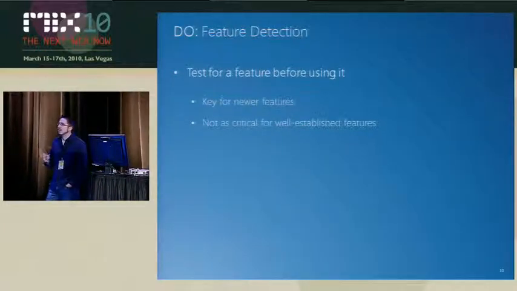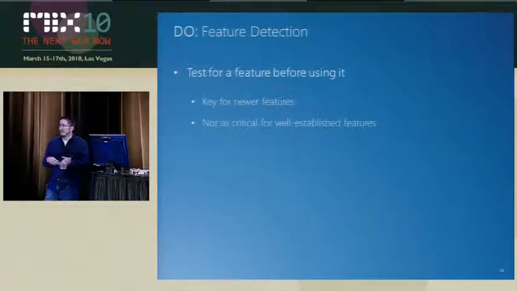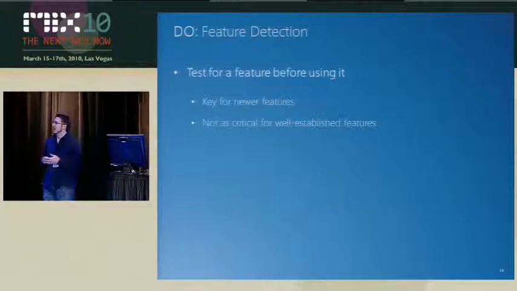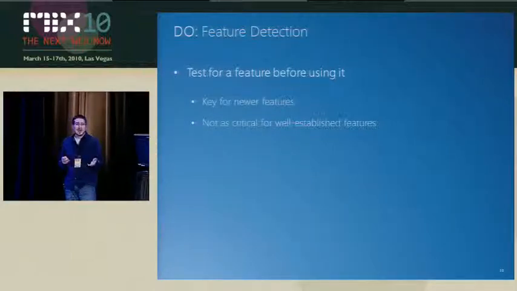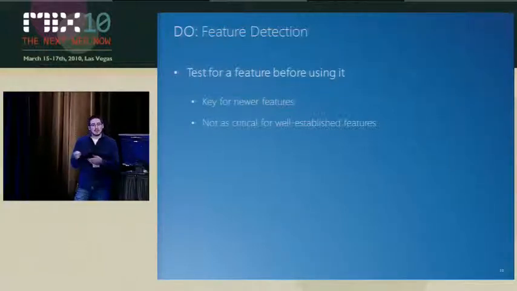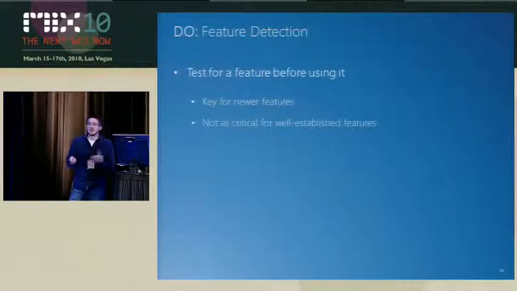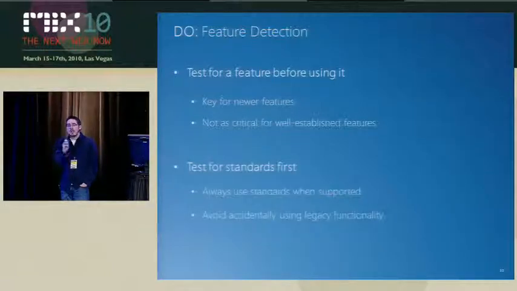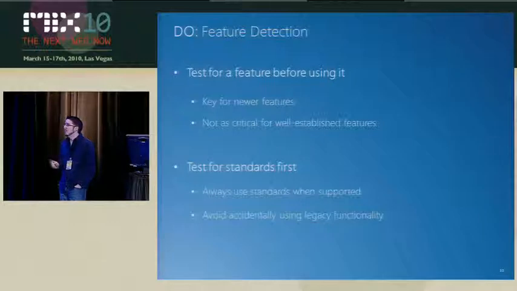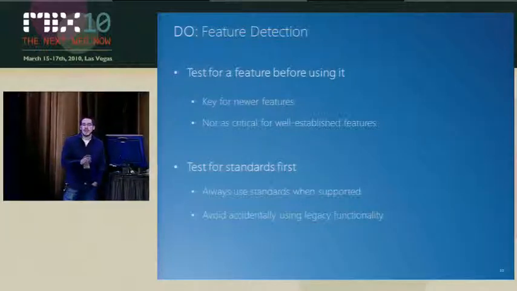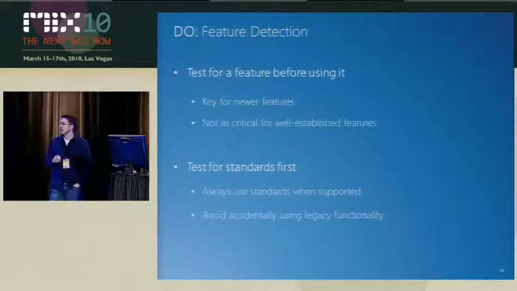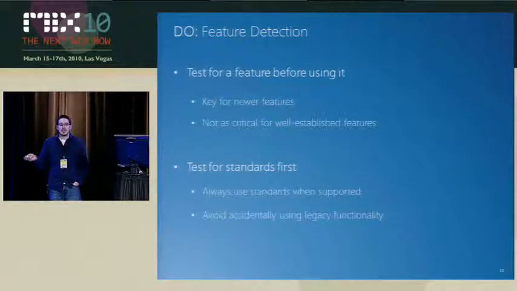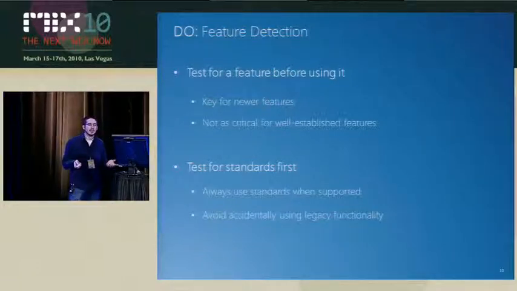So it's really not as critical for features that have been well established, like what's been available in the market and what things you can really use as web developers. Like getElementById, not that big of a risk in terms of basic usage. addEventListener, something that's more recently been added to IE9, and so you want to make sure you do the detection properly. More importantly, you want to test for standards first. You always want to be using standards APIs, standards features where they're supported, so you avoid accidentally using legacy functionality if a browser has a bit of a hybrid model.